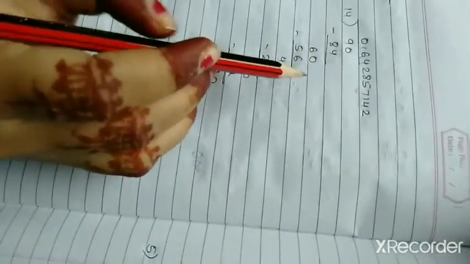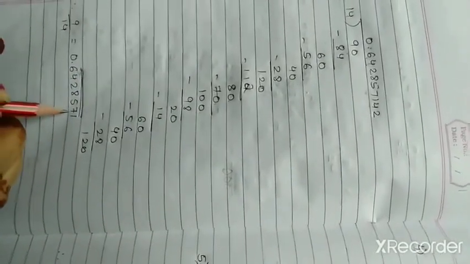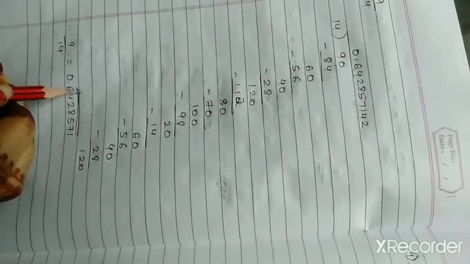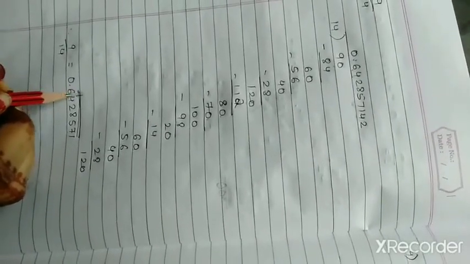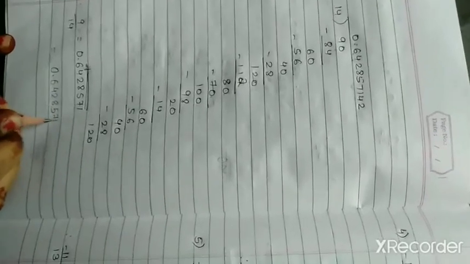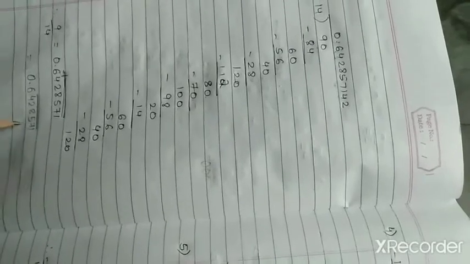So my final solution will be, therefore 9 upon 14 will be equal to 0.6 bar 428571. If the bar is from here, this I mistakenly did with my pencil. So the bar is, you all can see, 0.642857. The bar will be from 4 up to 1. This is the final answer for question number 3.